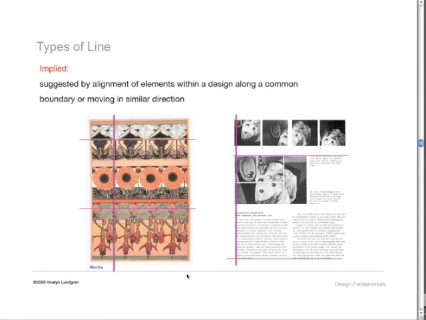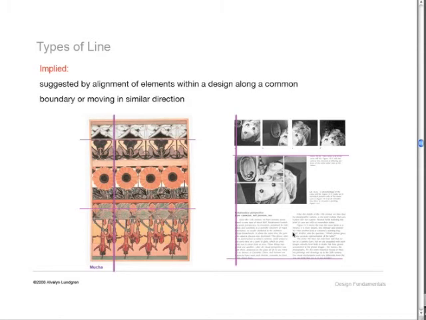Implied line is created by alignments of elements within a design. Everything lines up in a row, so it's really in order and it's really neat. So I have indicated in the Mouchat drawing and also in this page layout from a textbook some of the alignments that are happening. And alignments help bring order into a design. They help you unify everything in a design.